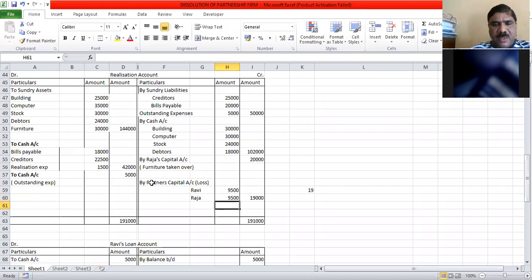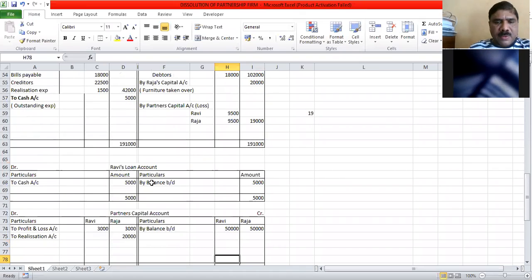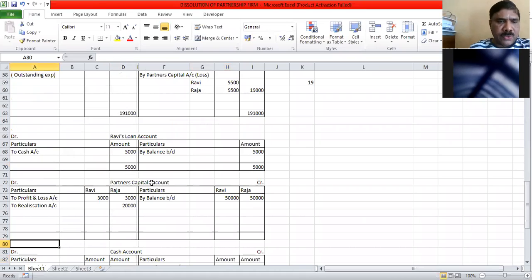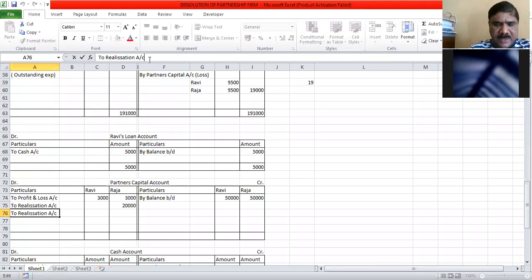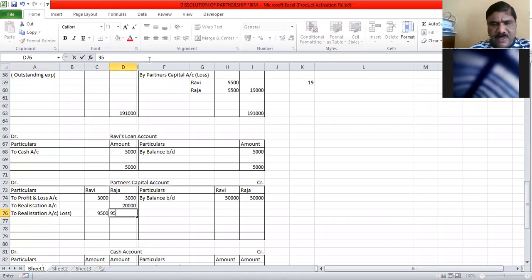Now where should I go? Partners' capital account. Which side should I go? Debit side. To realization account. I will write a bracket here for understanding. It is a loss, because there are two more realization entries. How much is the loss? 9,500. Hope everyone follows me. Understanding, sir.